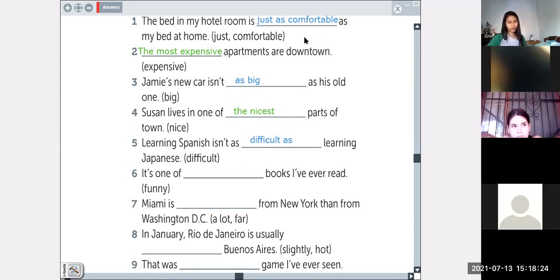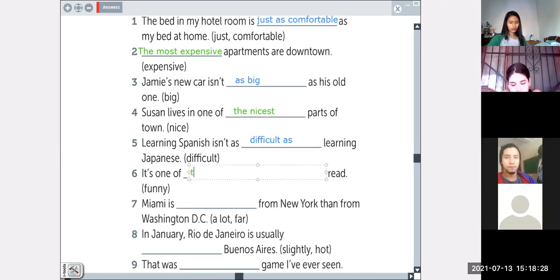It's one of the funniest books I've ever read. I've ever? Read. Are you sure? Read. No, right? Read. Okay. I've ever read. Very good. Fernando, number 7, please.